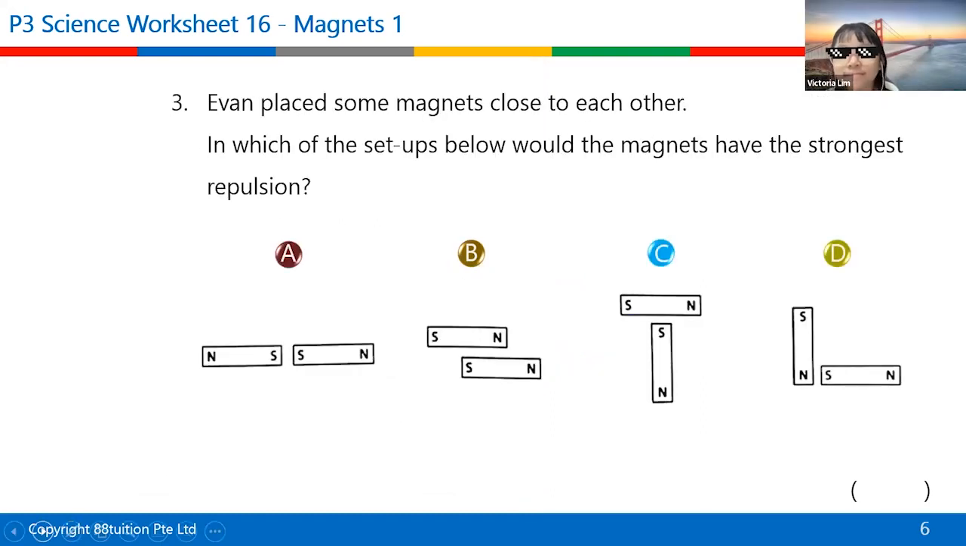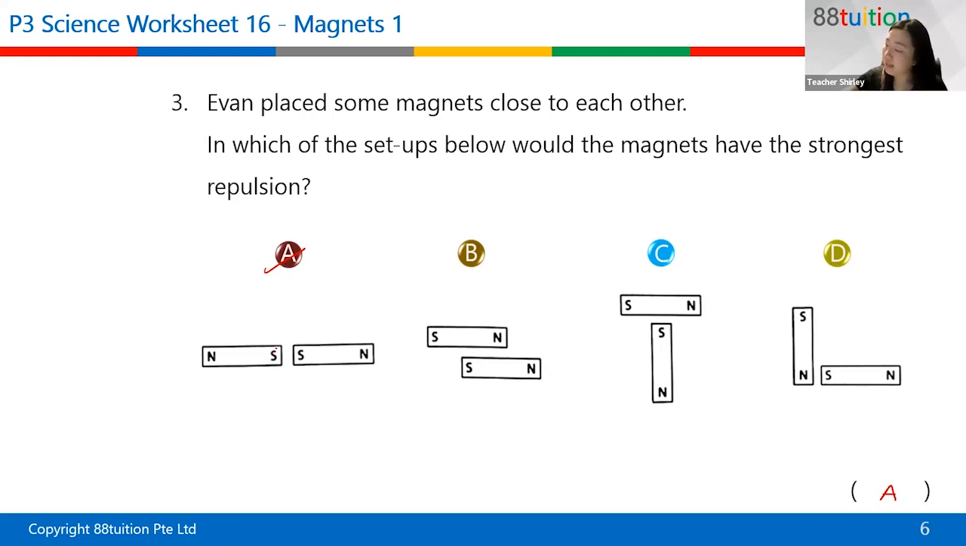Good. Okay. Next one. Evan placed some magnets close to each other. In which setups below would the magnets have the strongest repulsion? C is definitely out. B is also out. Either A or D. I think it is A. Yes, that's right.